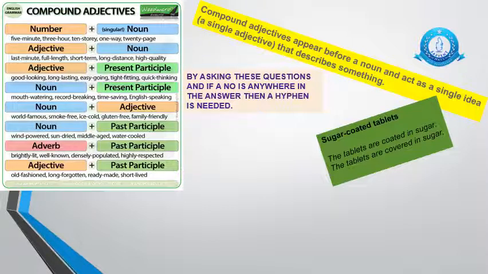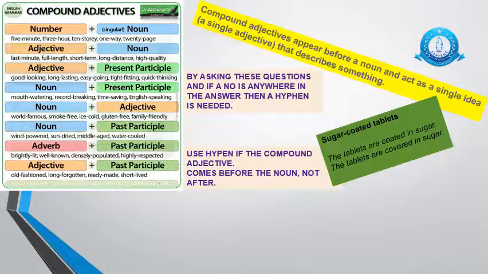Is it a sugar tablet? No. Is it a coated tablet? No, it doesn't really make sense. Sugar tablet, okay, maybe we could answer yes to, but they don't really make sense. So we need to put a hyphen in the middle of this compound adjective. We use a hyphen if the compound adjective comes before the noun, not after. So as you can see here, it comes before the noun tablets.